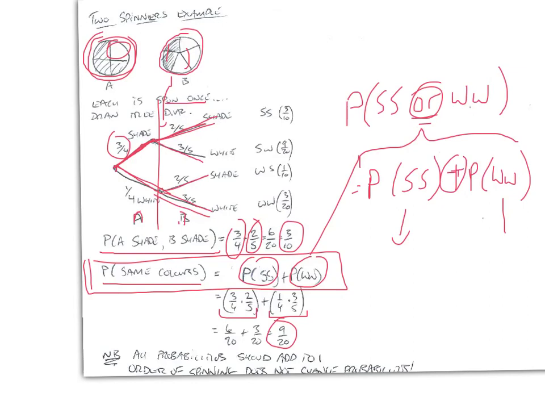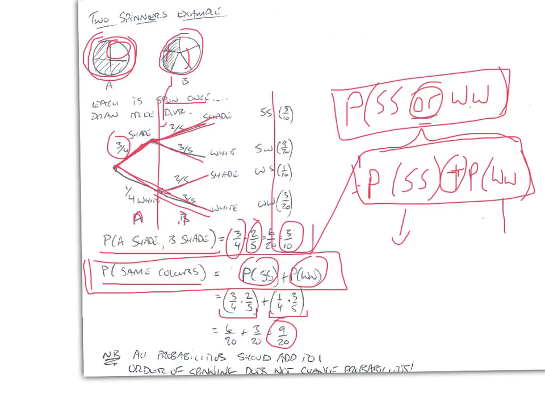So it's quite a good example in that it shows the use of the two rules as we solve the tree diagram. And finally, just note that all the probabilities here should add to 1 of the possible outcomes, and the order of spinning doesn't change the probability. So if we put B's possible outcomes there followed by spinning A, we would still end up with the same results.